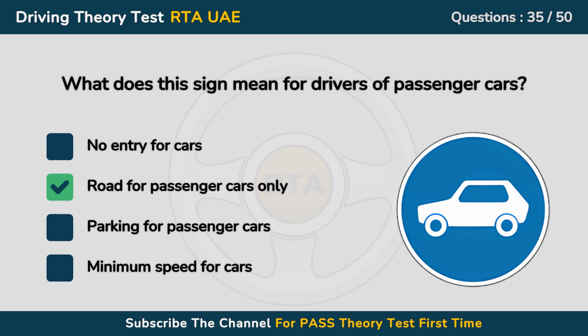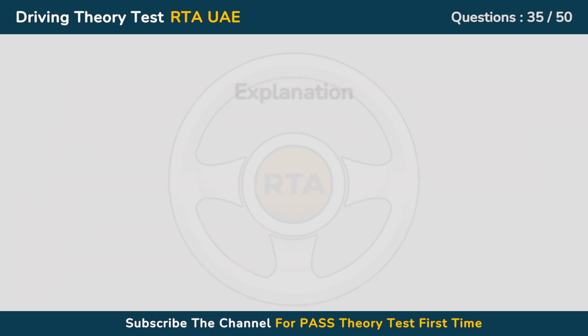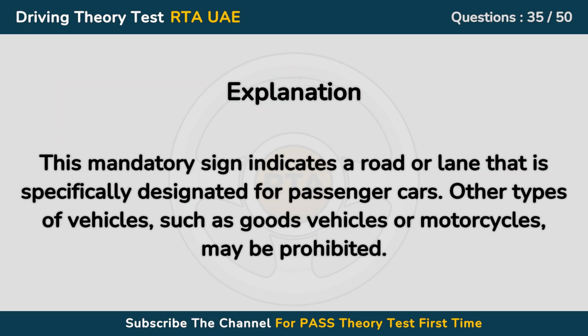Answer is B. Road for passenger cars only. This mandatory sign indicates a road or lane that is specifically for passenger cars. Other types of vehicles, such as goods vehicles or motorcycles, may be prohibited.